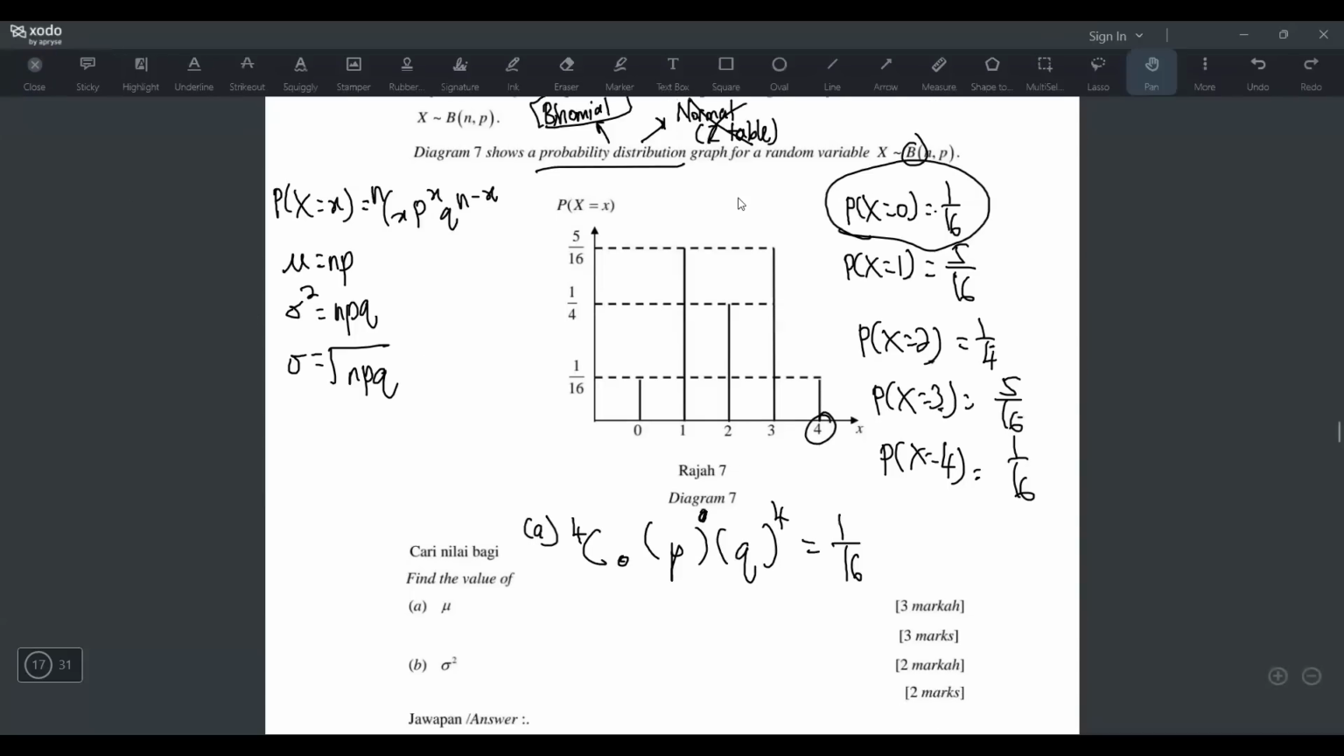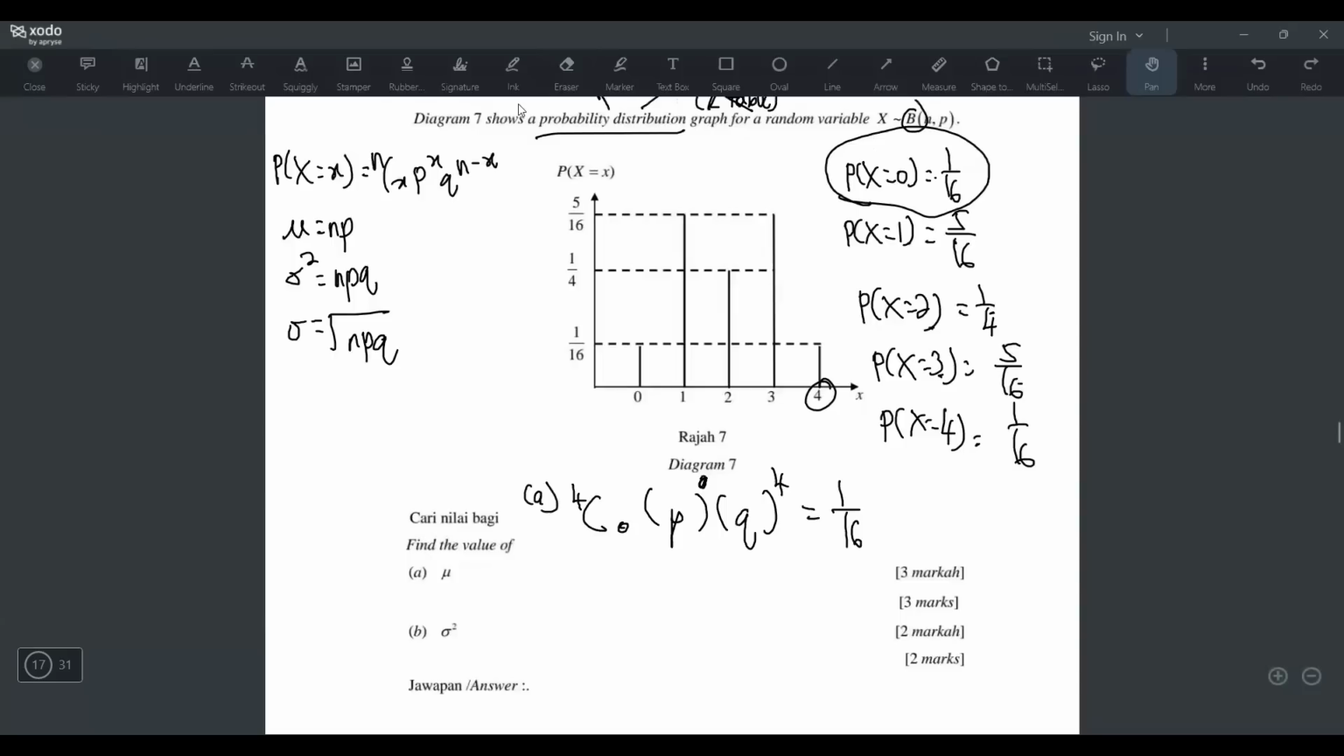So now, do you understand why I choose this? Because 4C0, anything C0 is 1. You can try your calculator. 4C0 is 1, so this one, no need to press. P power 0 also will be 1. Even though you don't know what P is, it's fine. You don't need to know, because when you power 0, you get 1. So this can cancel already. You're just left with Q power 4 equals 1/16.